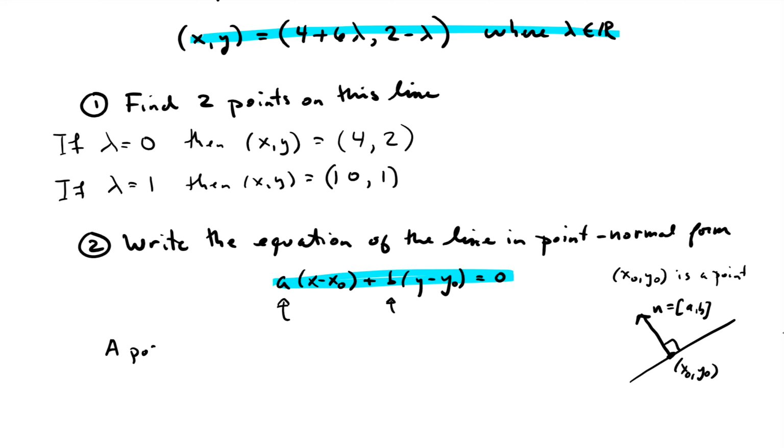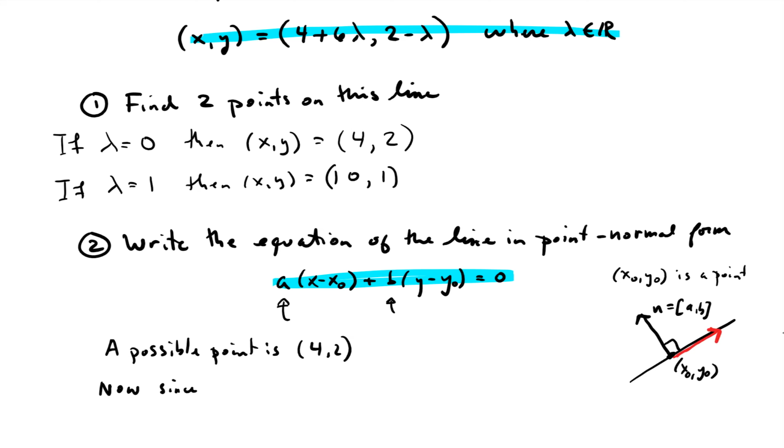So of course, a possible point is 4, 2. That's when lambda equals 0. So we've got a point, but I could have chosen 10, 1. Doesn't matter. Now, I need to find a vector that's perpendicular to the line, but for that, what I'm going to do is find a vector that's parallel to the line, because that's what the vector form of the line gives me. How's that?